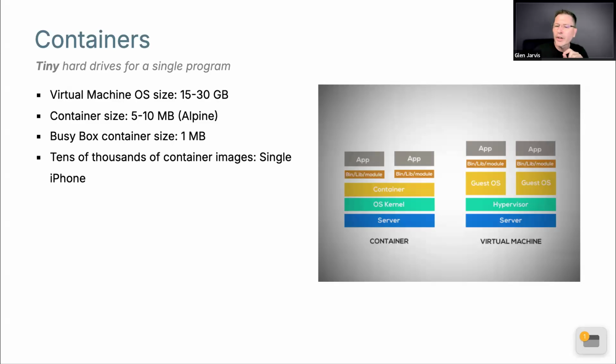Notice how much bigger the guest OS yellow area is compared to the yellow area of the container. These yellow areas are not to scale. Operating system sizes are generally gigabytes, while some container images can be as small as 5 to 10 megabytes. Extreme examples can be as small as 1 megabyte. But to make this more intuitive, some back-of-the-envelope calculations show that you could roughly fit tens of thousands of container images on an iPhone.